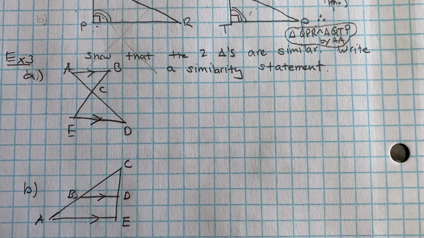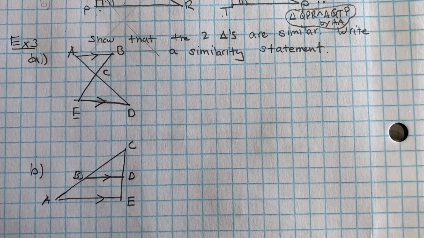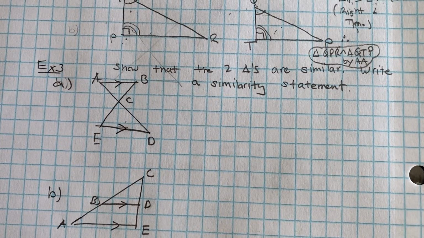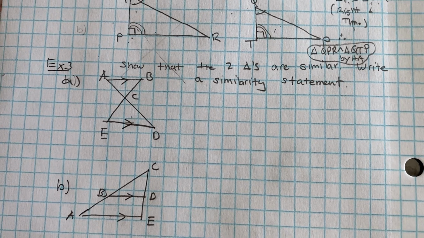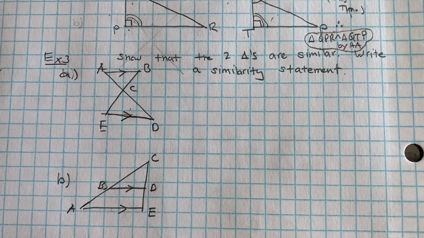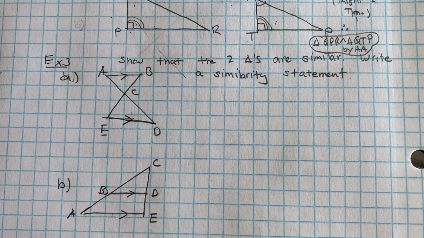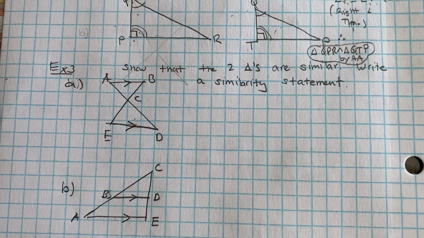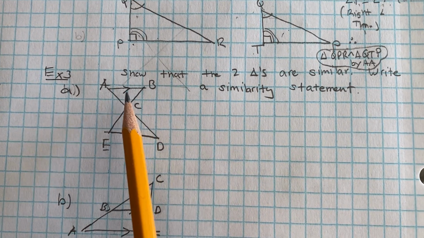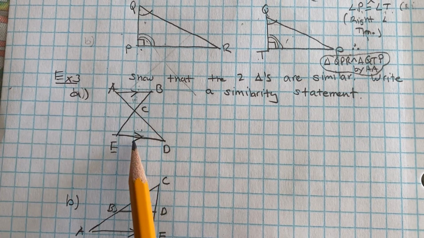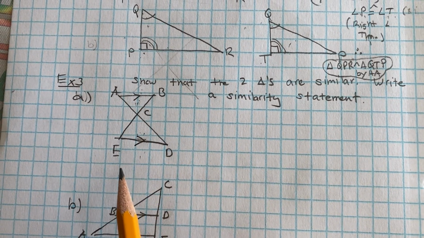It says show that the two triangles are similar and write a similarity statement. Okay, so I picked two examples that are very, very common that you'll see in your textbook. And this time they don't give you a similarity statement. You're just going to have to somehow show and explain based on what you know about geometry. Okay, so the key piece of information here, right? We have two triangles over here in part A, is that these two lines are parallel, right? These arrow symbols indicate parallel lines.